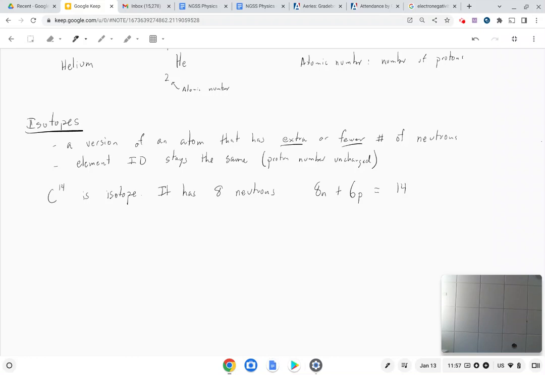All right, now what about the regular elemental carbon? Regular carbon 12. We'll just say that that's elemental carbon. This has 6 neutrons. And so therefore you've got your 6 neutrons, your 6 protons, and that adds up to 12. Any questions so far about that? All right. Pretty simple.